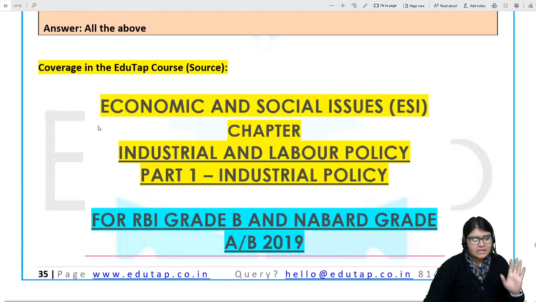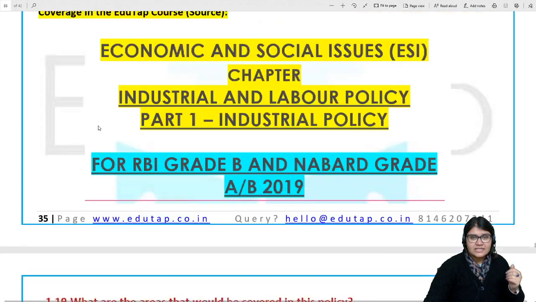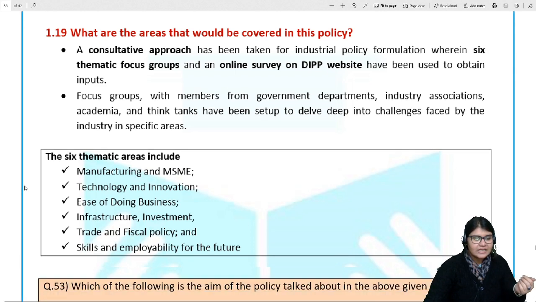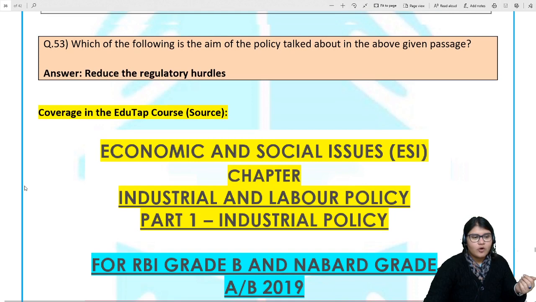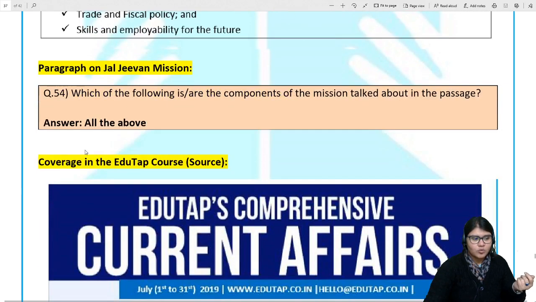So here it is, the answer was all the above. So again, in the chapter industrial policy, we have explained this particular new policy that is to be there. So DIPP website. Next, which of the following is the aim of the policy talked about in the above given passage? It is to reduce the regulatory hurdles. So this was again explained very well here in the content sheet that we had provided.